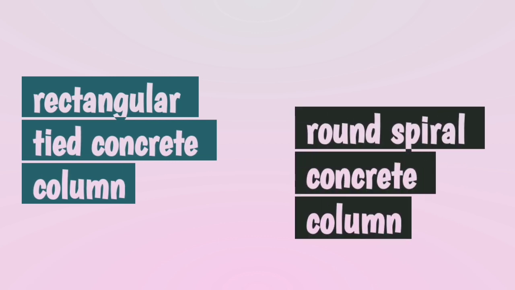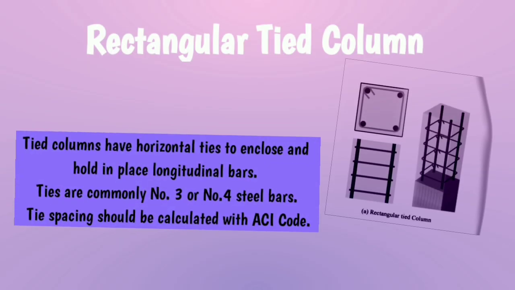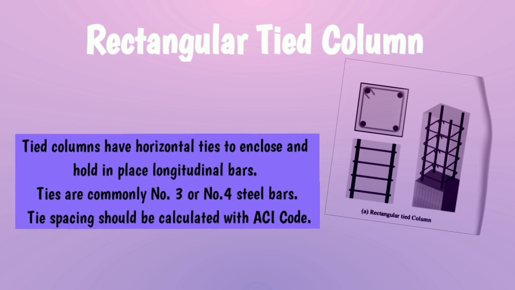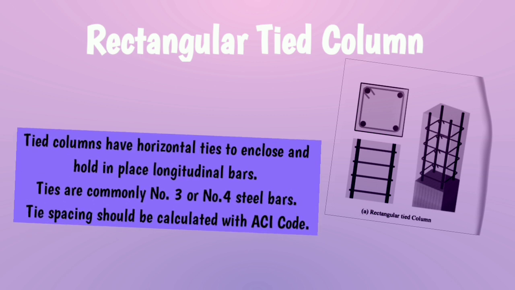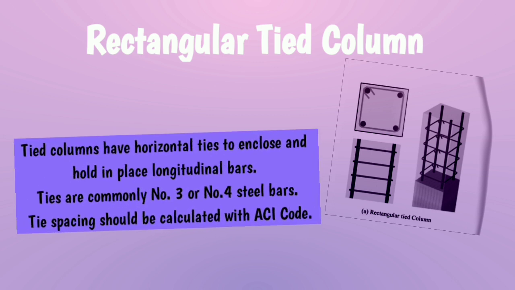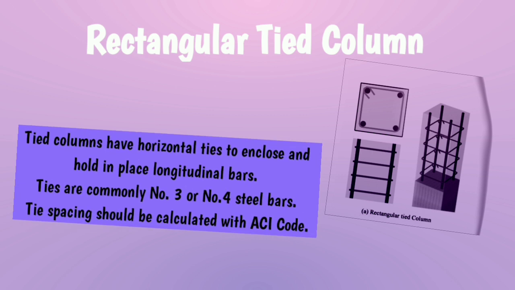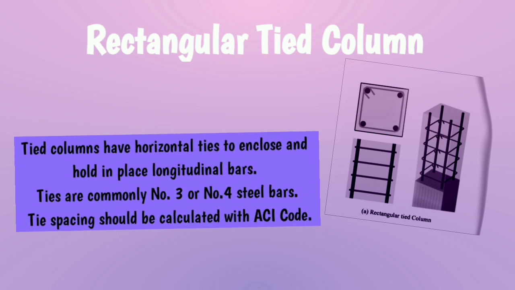Tie columns have horizontal ties to enclose and hold in place longitudinal bars. Ties are commonly number 3 or number 4 steel bars. Tie spacing should be calculated with ACI code.